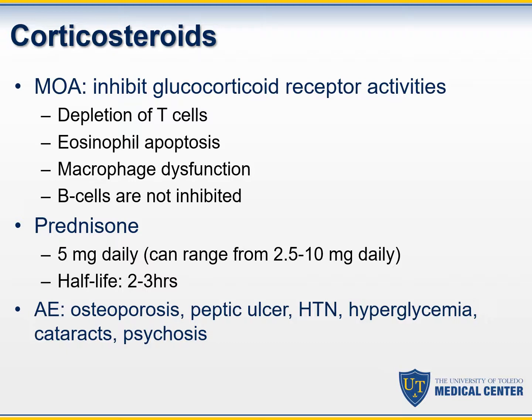It's usually about 5 milligrams daily, but it can range. Sometimes right after transplant, they may be given 10 milligrams daily. The main adverse effects are osteoporosis, peptic ulcers, hyperglycemia, and in general, your steroid adverse effects. Sometimes in your transplant populations, they may try to taper to a steroid-free regimen. So sometimes you'll see these in your transplant population, but it really just depends on the patient.